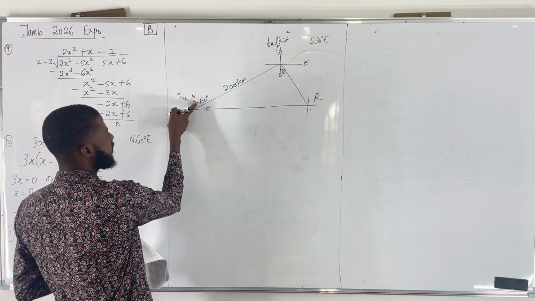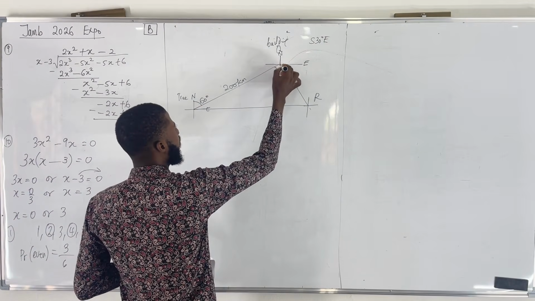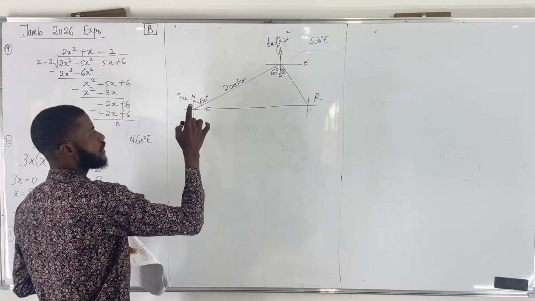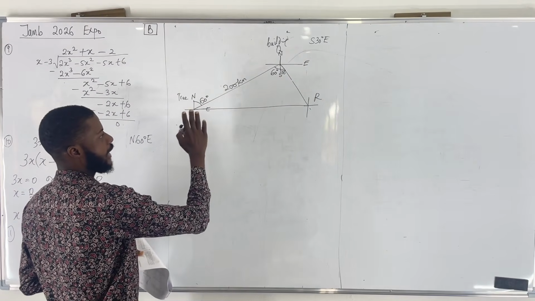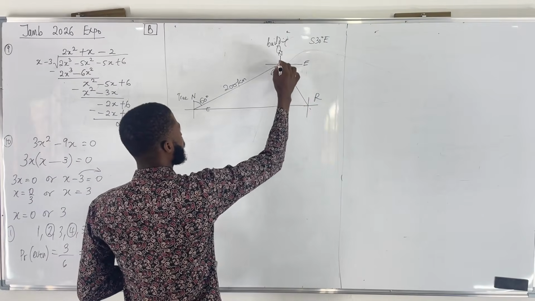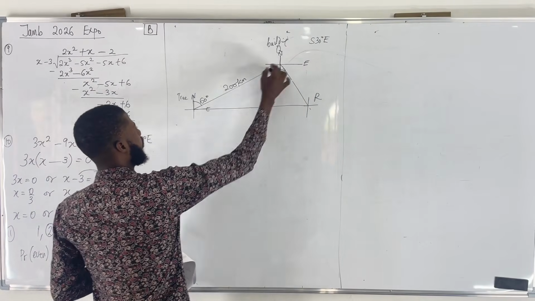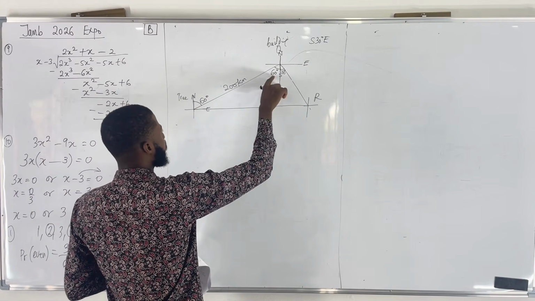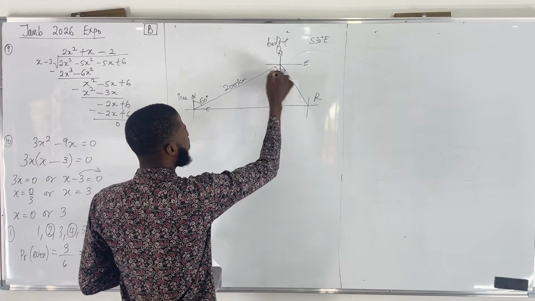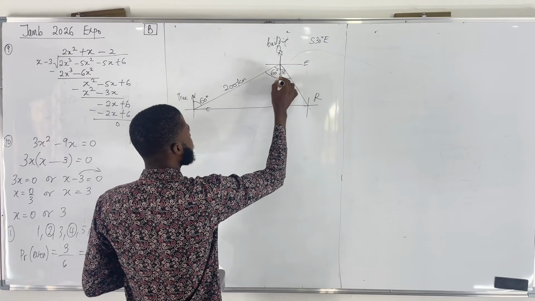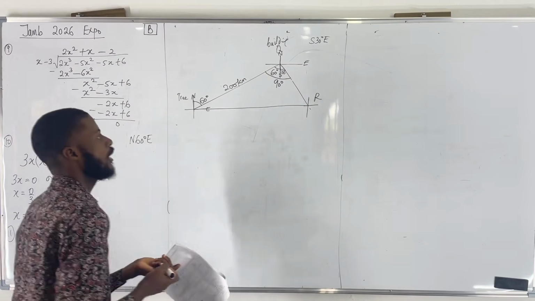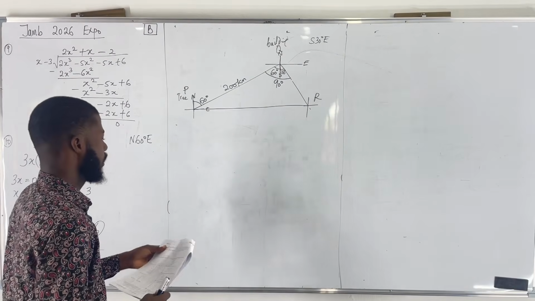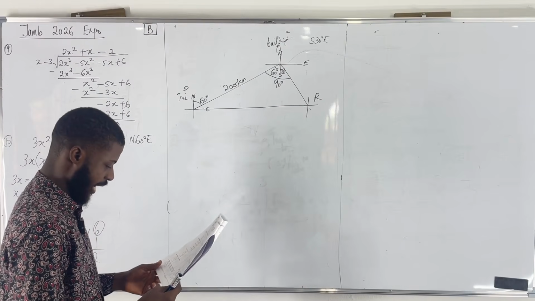But then if this is 60, this means that this other angle here also has to be 60 degrees because we're dealing with alternate angles. 60 degrees is here, 60 degrees will also be here. Now, the sum of angles there will become 90 degrees. All right, so let's take a look at the question to see what they're asking us.